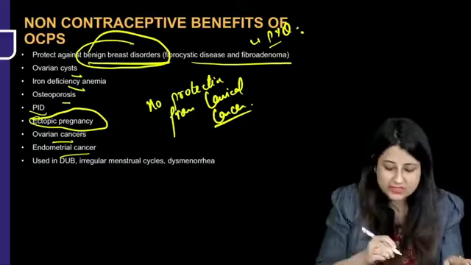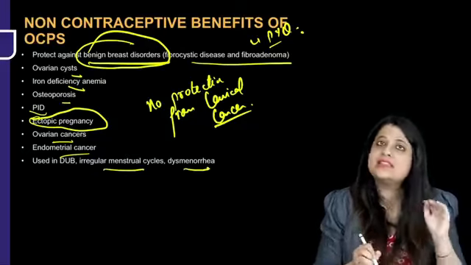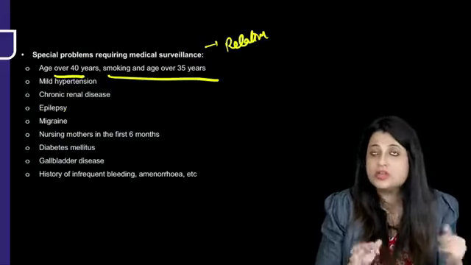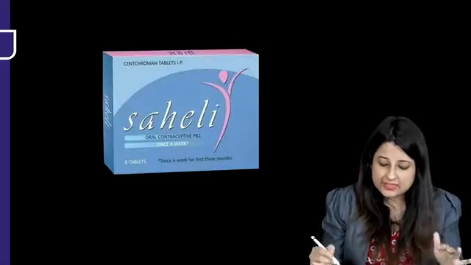It can also be used in dysfunctional uterine bleeding, irregular menstrual cycles, as well as dysmenorrhea. Got it? Non-contraceptive benefits, very, very important. The contraindications and this thing. All right. Now look at this image.